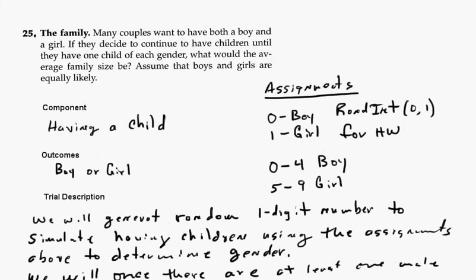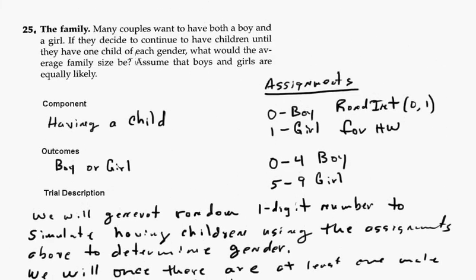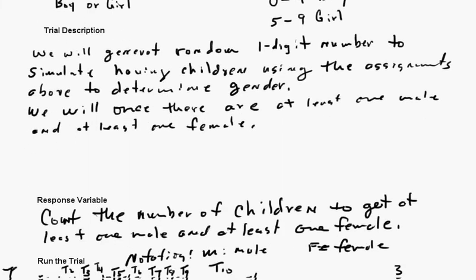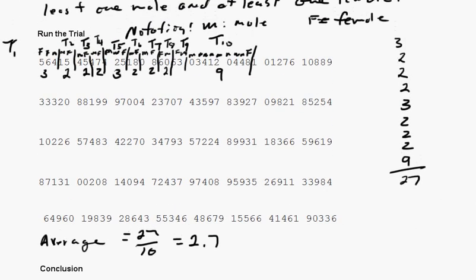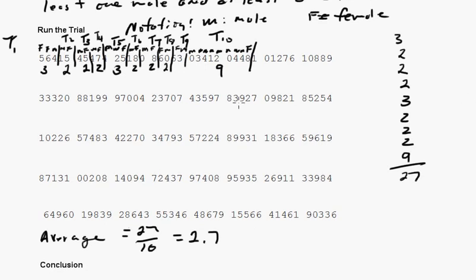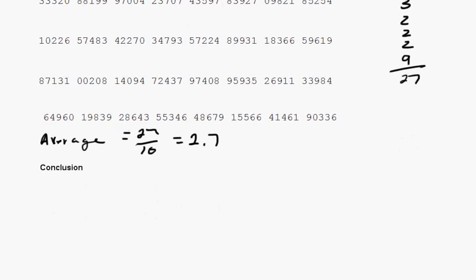If we were interested in max, let's see, if they decide to continue and have children until they have one child of each, what would the average be? Okay, so they're explicitly asking you for the average. If you were planning a financial budget, then you might want to know what's the maximum we should expect. So the maximum would be 9. So the question determines what kind of statistic you compute.